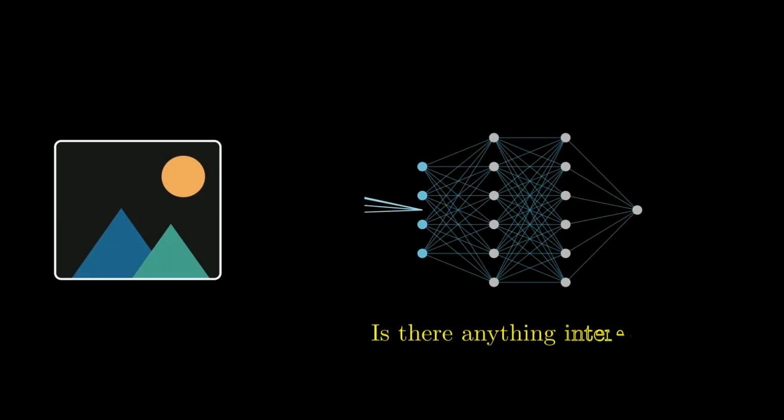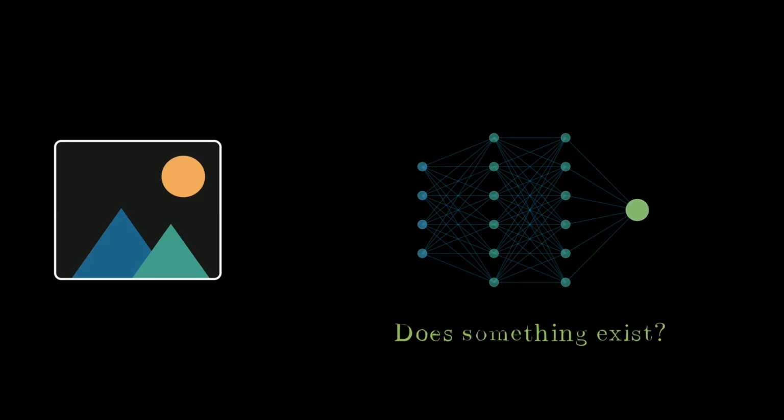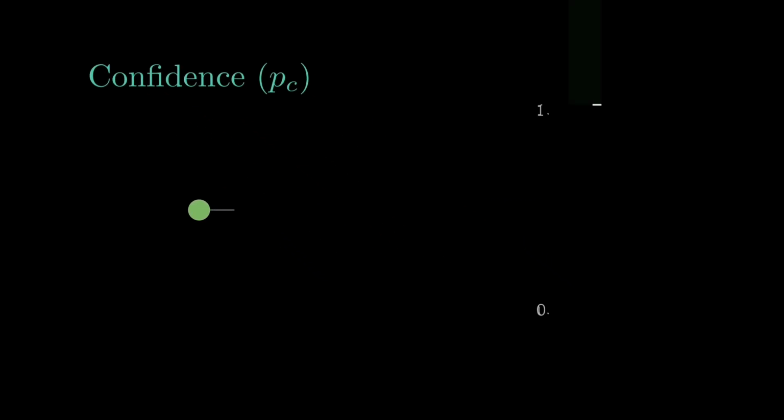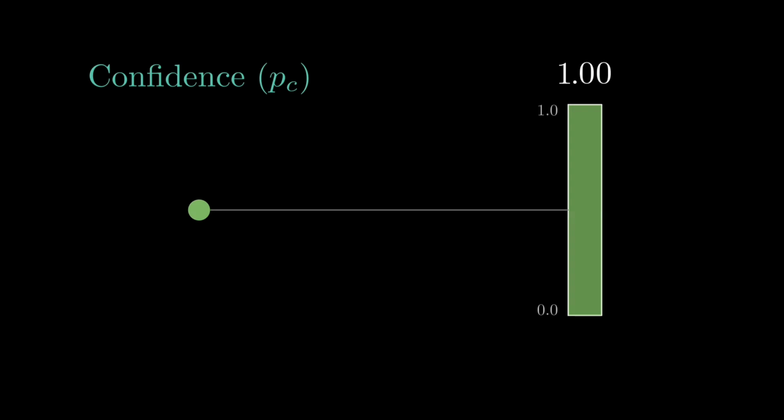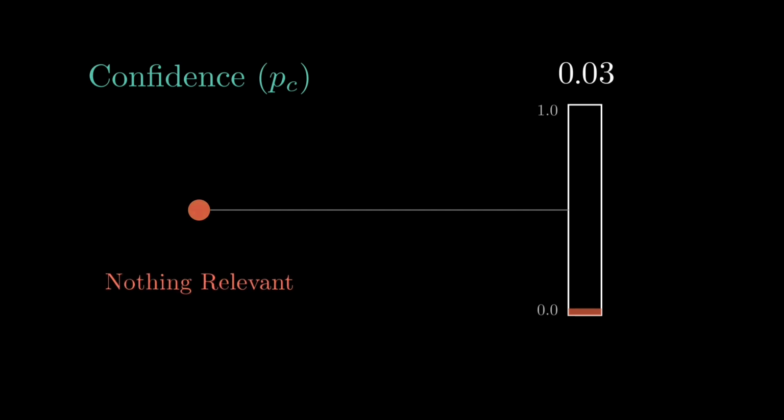Imagine showing a neural network a photograph and asking just this: is there anything interesting here at all? Not what it is yet. Not where it is, just, does something worth noticing exist in this image? To answer that question, the model doesn't need much. One output is enough. If the value is high, the model is confident that something is present, and if the value is low, the model believes the image contains nothing relevant.